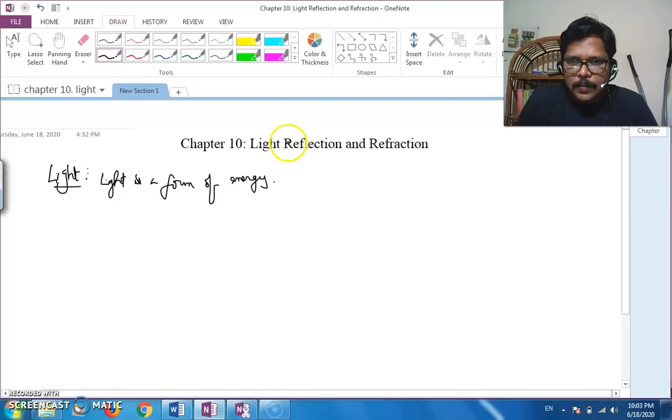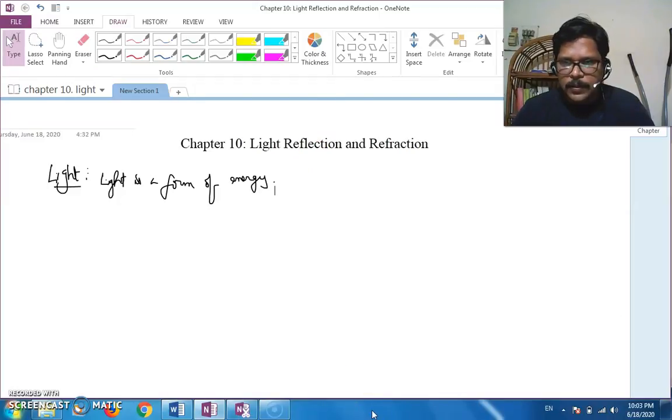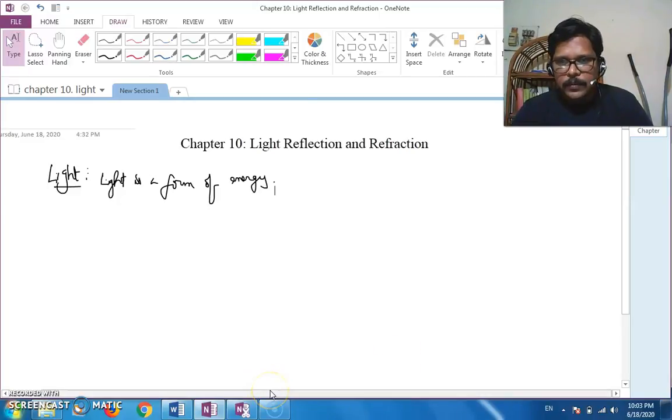All the green plants prepare the food only in the presence of sunlight. That is, sunlight is a form of energy that is required for the green plants to prepare food, which is converted into chemical energy. Not only this, from light energy, heat energy is also produced. We have solar panels, which produce electrical energy from light energy. Again, many chemical reactions also take place in the presence of light energy. So all these are instances where we can easily see light as a form of energy.